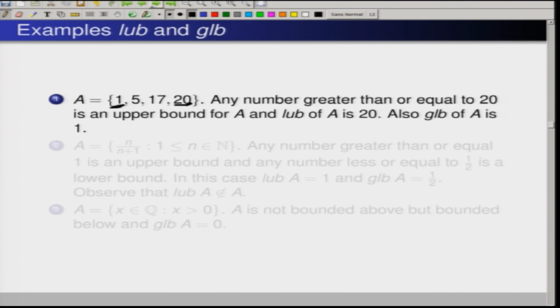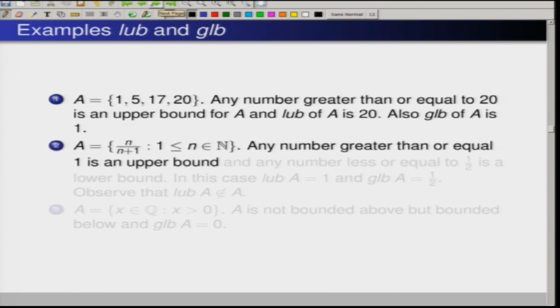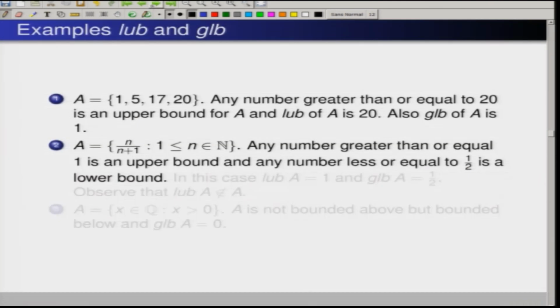Now, if you look at a slightly non-trivial set, A equal to the set of all n by n plus 1, where n is a natural number, which is of course greater than or equal to 1; I am not including 0 here. In this case, as you can see, this is bounded above, because any number greater than or equal to 1 is an upper bound, and similarly any number less than or equal to 1/2 is a lower bound. In this case, the least upper bound is 1 and the greatest lower bound is half.